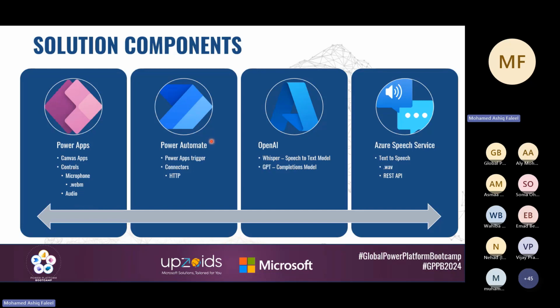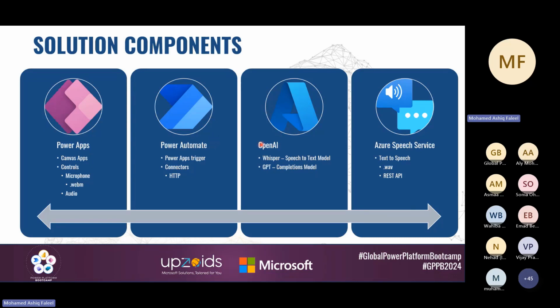Right, so that is the Power Apps trigger. And then I've used the HTTP connector, which is used to call the API endpoints of the Azure Whisper model and also the ChatGPT model, which is responsible for generating content. And also I've used the Azure text-to-speech REST API, which converts the generated content from the ChatGPT model to speech. For all of these three, I've used HTTP connectors. I'll show you all the components during the walkthrough of the solution.